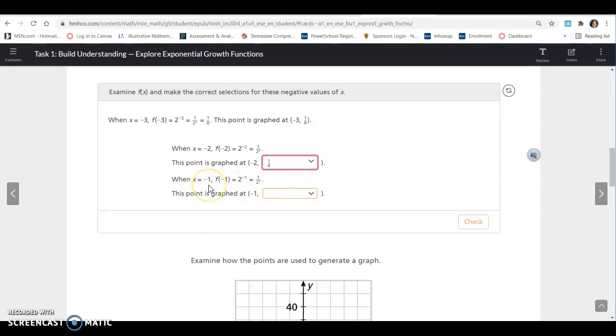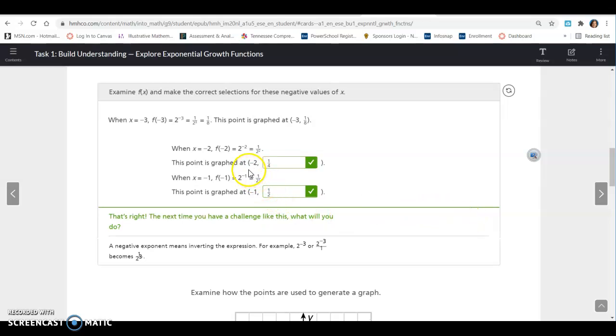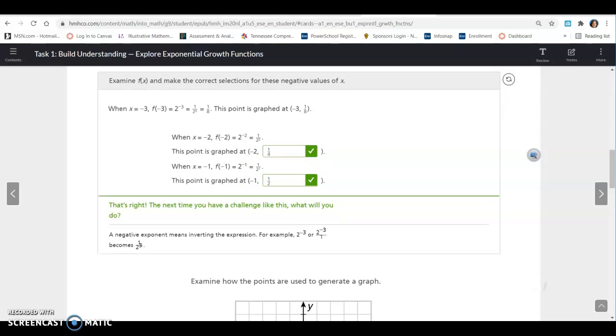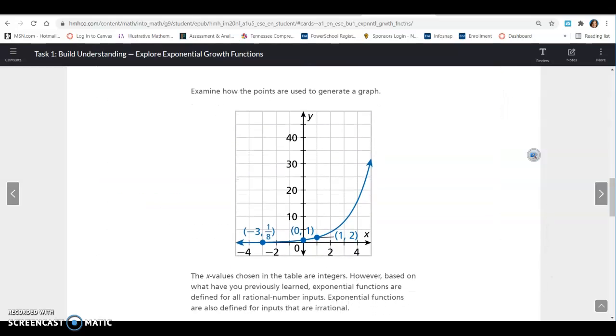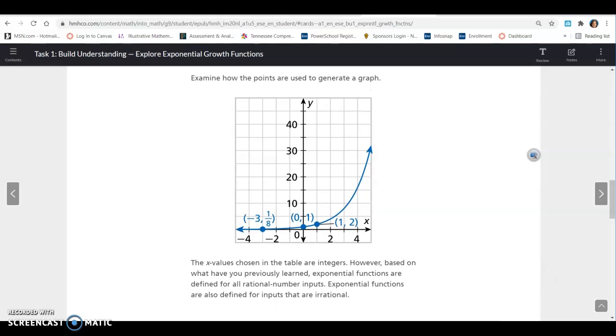When x equals negative 1, again, they're just picking values of x to plug into your function to make ordered pairs. And by doing that, you're finding your f of x or your y value. So now we need to know what is 1 over 2 to the first power. That's just 1/2. And then that gives us the ordered pairs negative 2, 1/4, and negative 1, 1/2. All right, examine how the points are used to generate a graph.